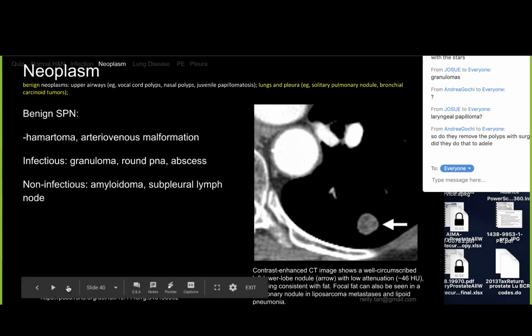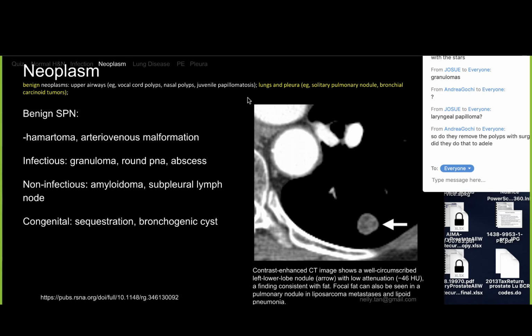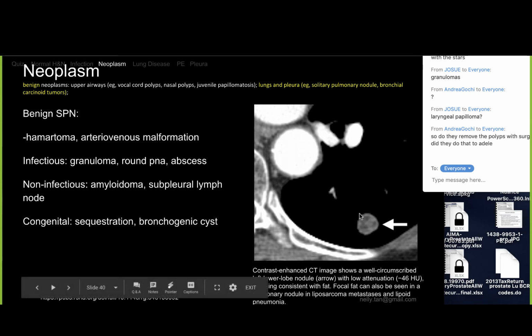Okay, moving down to benign lung. So solitary pulmonary nodule, bronchial carcinoid tumor. These are benign lesions. There's a lot of causes of solitary pulmonary nodule. So here's an example of one.